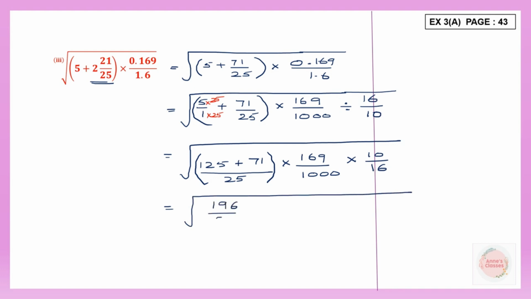196 by 25 into. Now look at this here. Since this is multiplication, I can do some cancelling. I can cancel this 0 and this 0 here. 169, and in the denominator we can put it together, 100 into 16. So now we have to find the square root of these numbers.